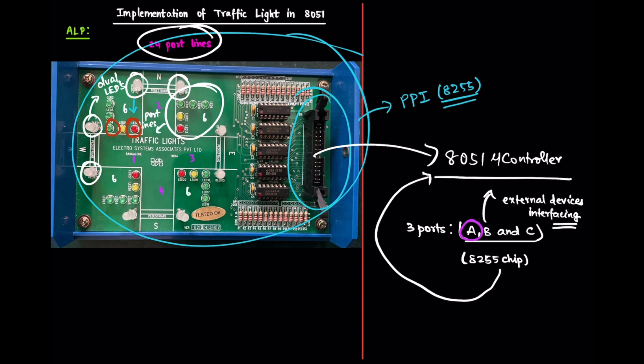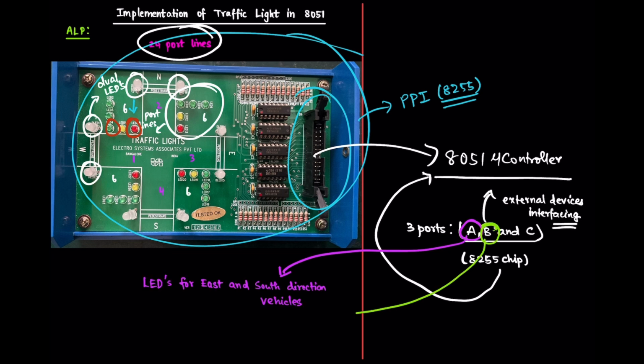So the port A which we are having here is going to do some specific function. It is going to control the specific LEDs which are responsible for regulating the east and south traffic directions. And our port B is going to be responsible for regulating the LEDs for north and west directions. And our port C is going to be responsible for controlling any other additional traffic lights such as pedestrian crossing and some other additional traffic lights.